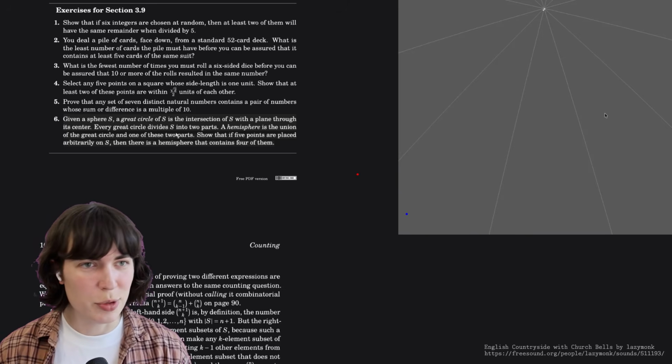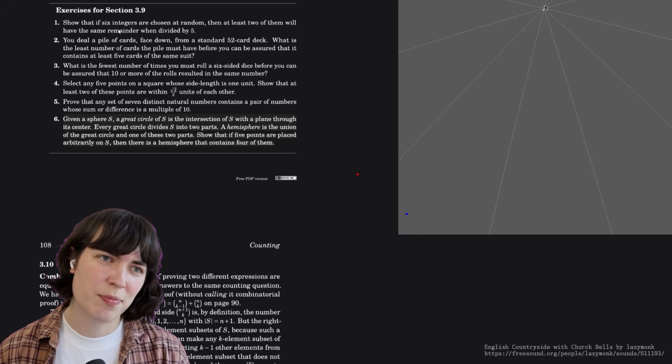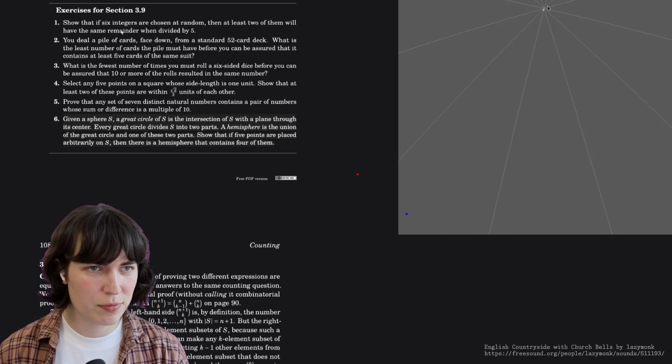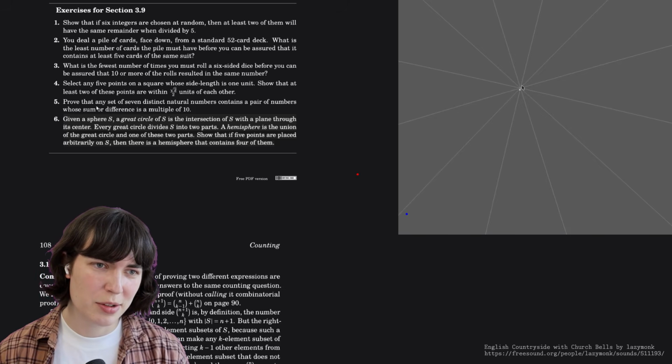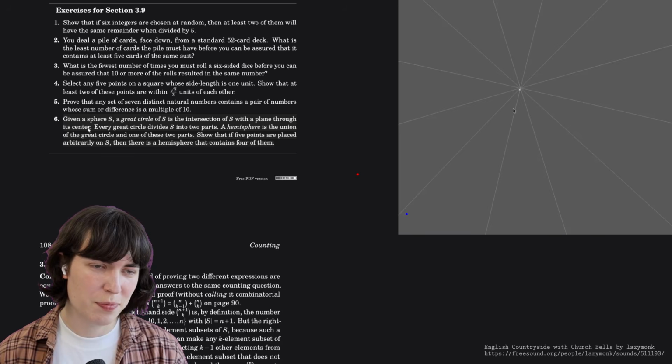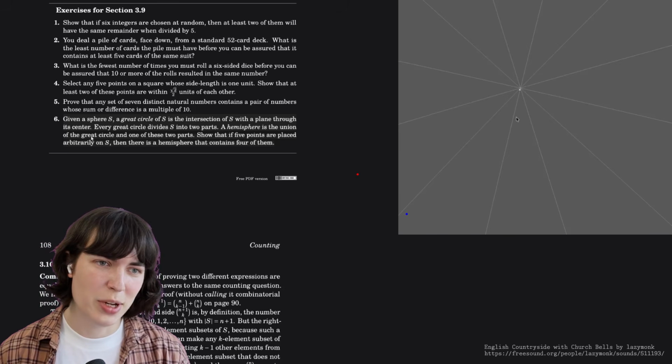Now, let's try and remove one. Let's say if we wanted to put one here, we still have the same problem. 4 of them are in this hemisphere. And yeah, what else could we do?